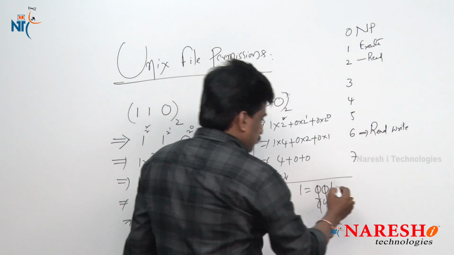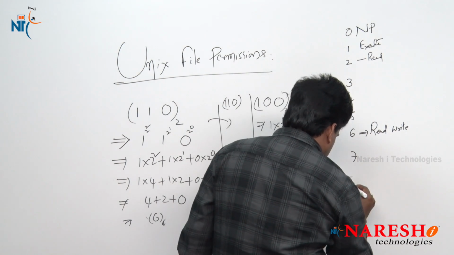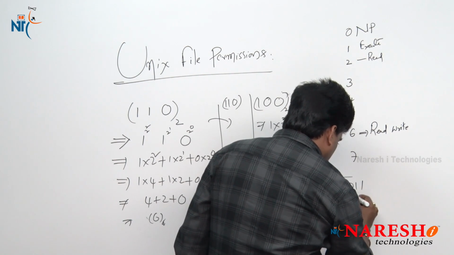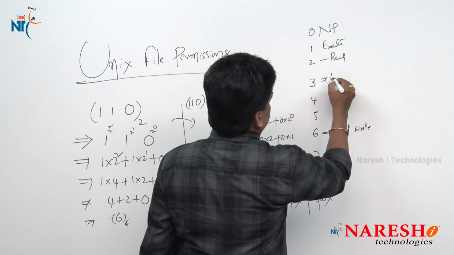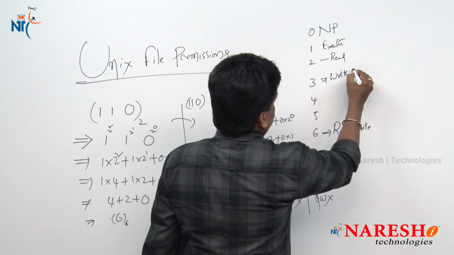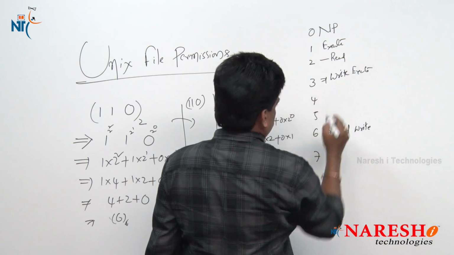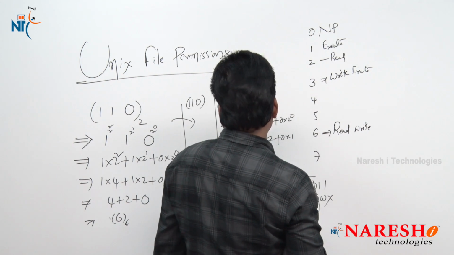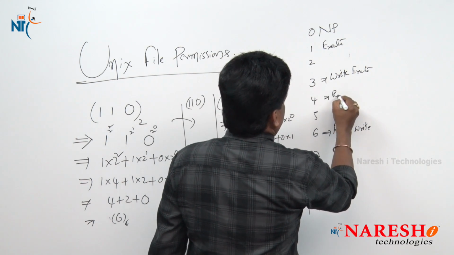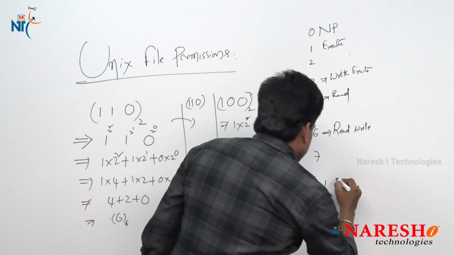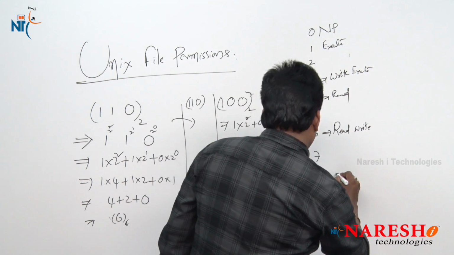Next, 3 binary number we can see. 3 binary number is 011. RWX: no read, only write and execute. Write and execute. 4 we can view, the 4 we can see. This is read. 4 already completed.